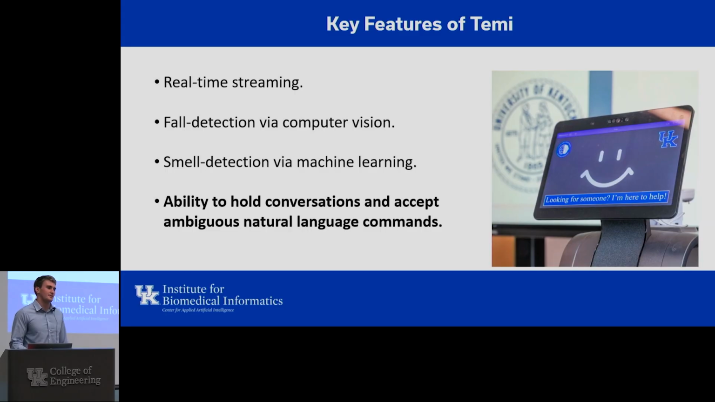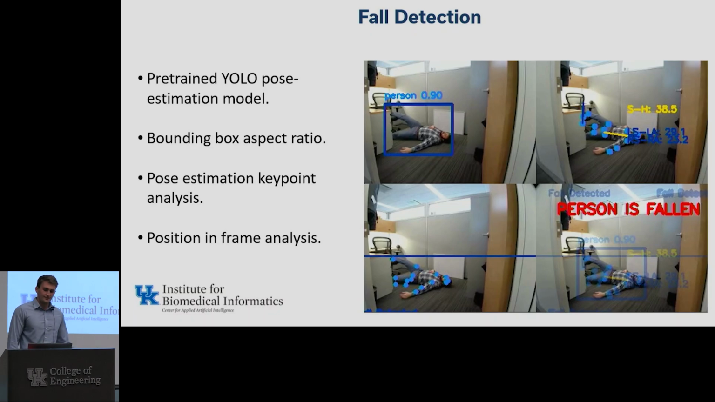The main focus of this presentation is, since in this context Temi, or any robot, would need to interact with patients and with staff, to be able to hold natural conversations and then accept ambiguous natural language commands. That's the focus, but I want to briefly talk about the fall detection and smell sensing. The way we did the fall detection is using a pre-trained You Only Look Once, YOLO, pose estimation model. This is able to pinpoint the different points on a human form, so it can get your head, elbows, hands, and has all those points from an image.